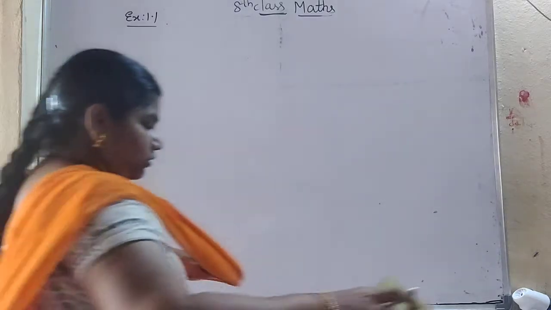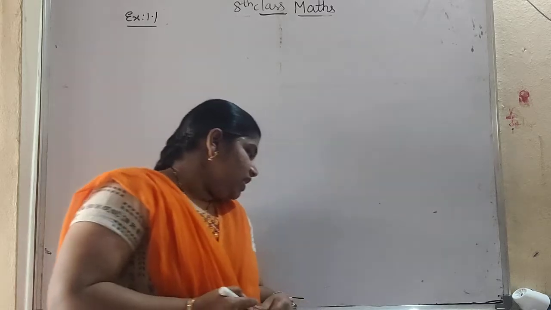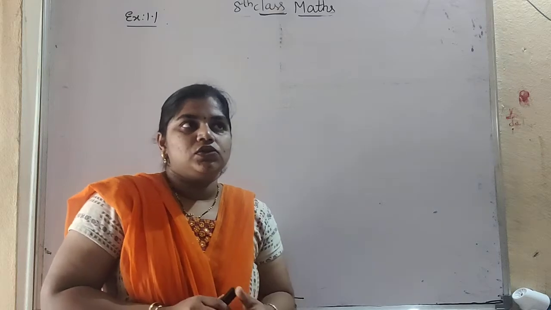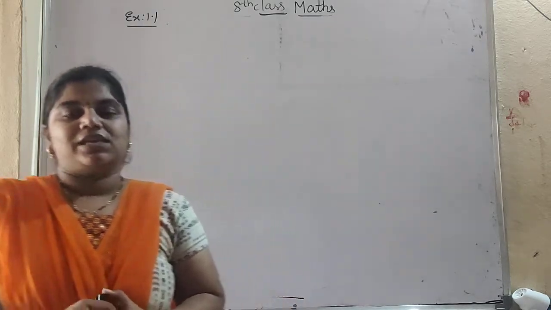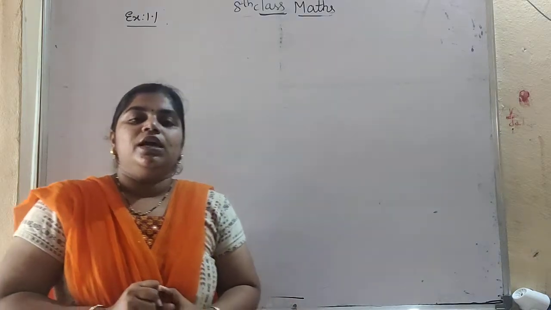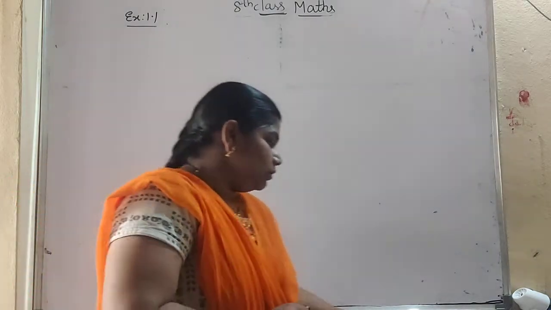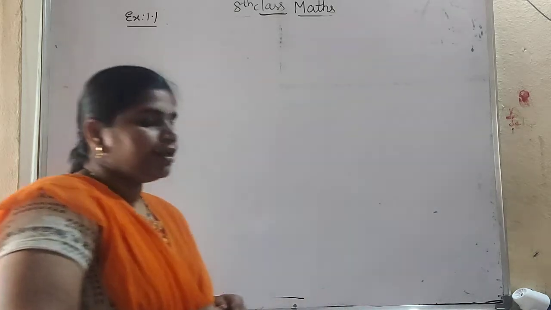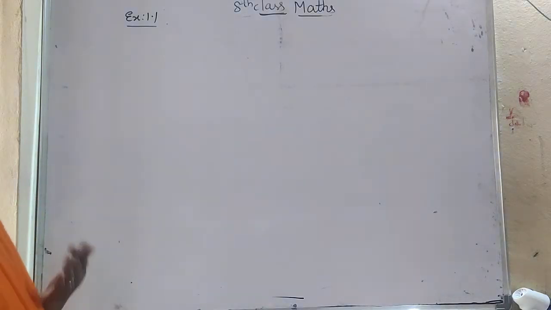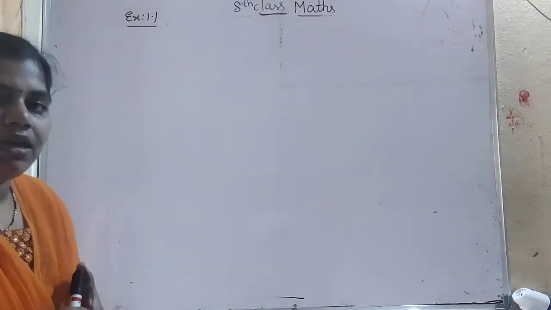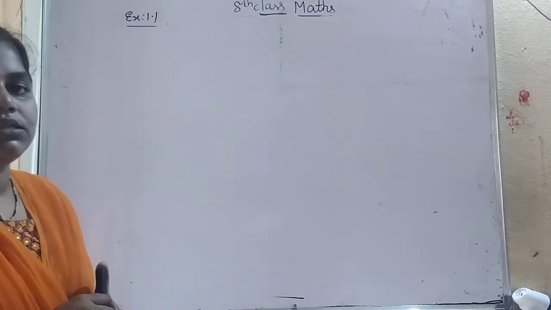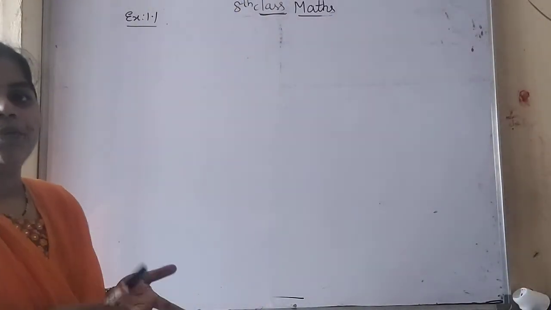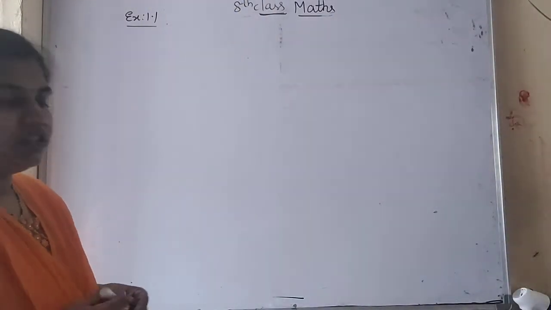Next is the 11th question. So what is the 11th one? Is subtraction associative in rational numbers? Explain with an example. So in the associative property, whether subtraction will be satisfied or not, we have to show by giving one example. What is the associative property? The associative property under subtraction will be a minus b minus c is equal to a minus b minus c, only the brackets will be interchanged. So by using this, we'll check whether the associative property will be satisfied or not.